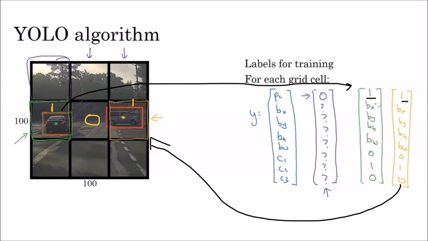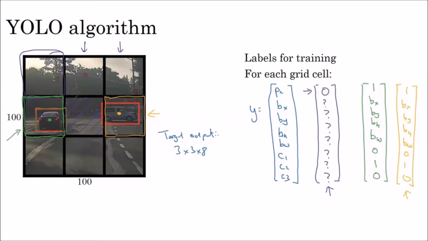We already mentioned Bx, By, Bh, Bw, and 0, 0, because first class and third class are absent in this image, only car is present. So that's why class 2 we are mentioning as 1. Now the total output size is, if we are giving this image as an input, we are getting the output 3 by 3 by 8.